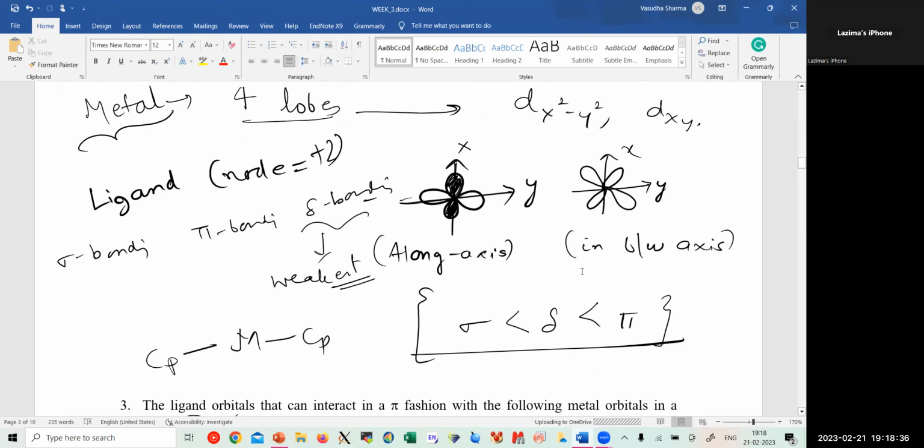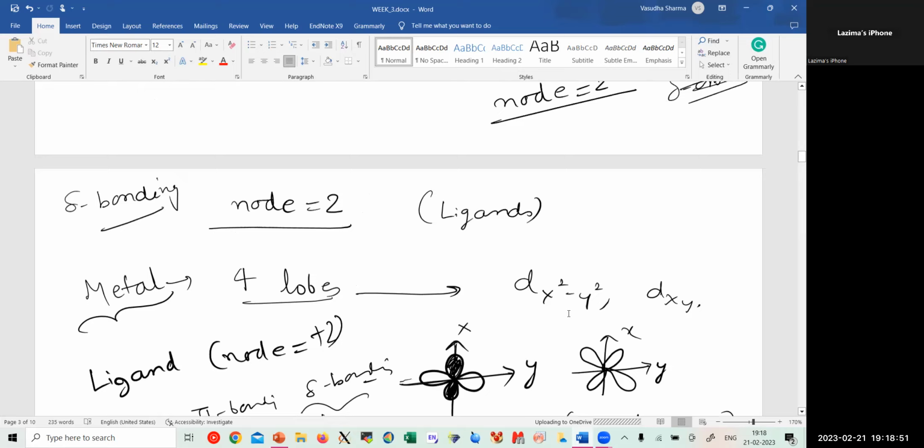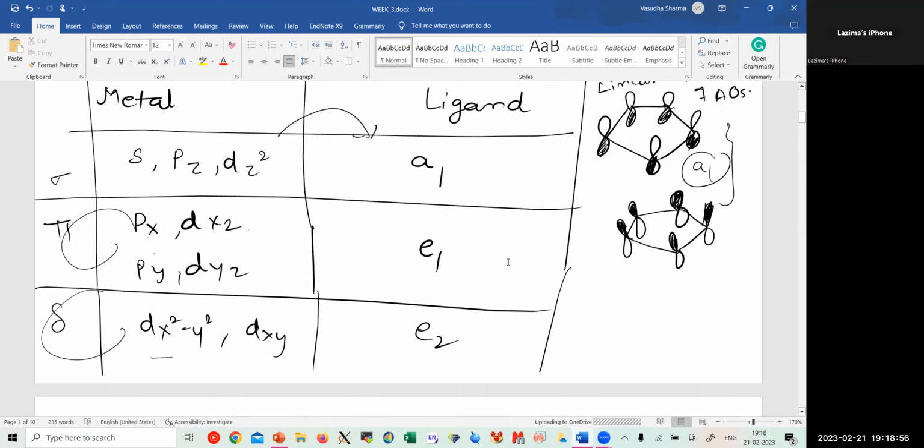Ma'am, why did you select the d orbitals as dxy, dx square minus y square? No. Actually, the other orbitals are already involved in certain bondings. As you can see, because of their symmetry or the kind of orbital shapes they have, they're already involved in certain bondings.